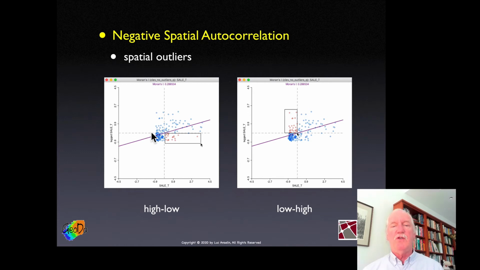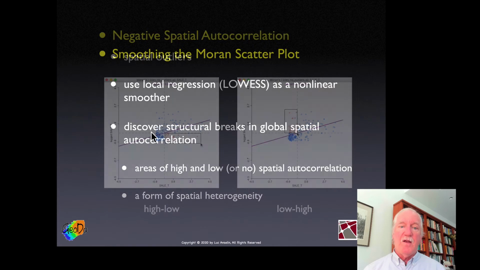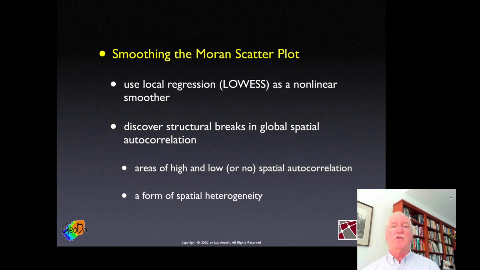Now, what else can we do with this Moran scatter plot? Obviously, the slope is Moran's I. We can assess the sensitivity of that slope to high leverage observations. We can distinguish between four types of spatial autocorrelation. And then finally, we can also look for structural breaks, and always our same focus on potential structural breaks that might be spatially driven, suggesting spatial heterogeneity.